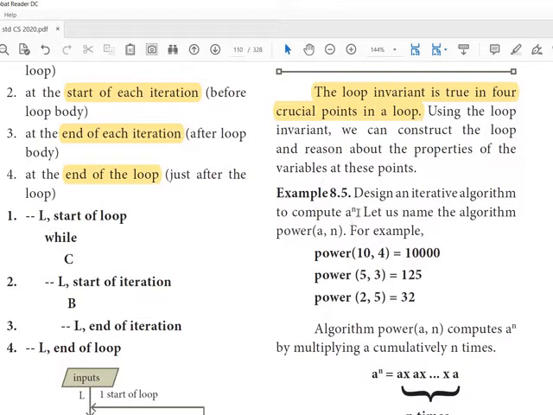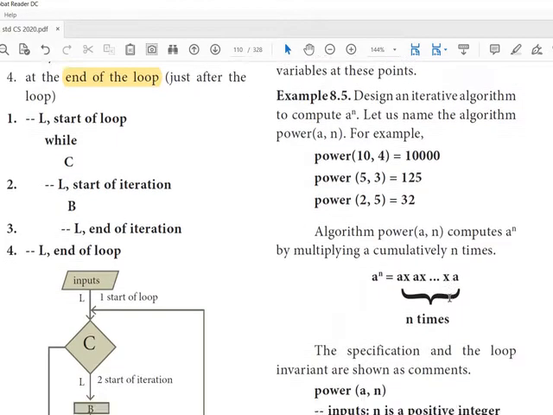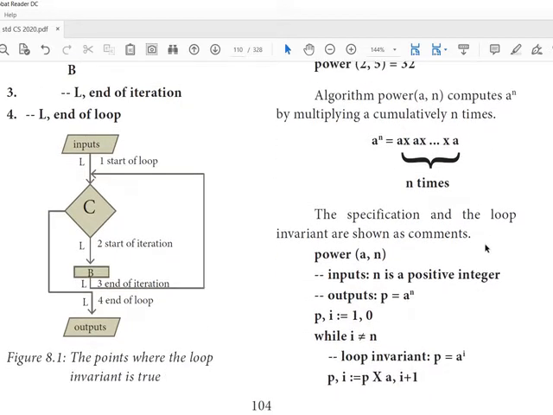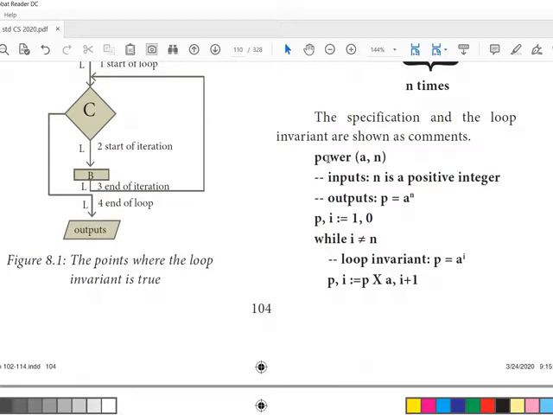Here, a to the power n, okay? So 10 to the power 4, 5 to the power 3, 2 to the power 5. Here, a to the power n means a multiplied n times. So this is a specification of the algorithm. The algorithm name is power of a comma n. Input n is a positive integer. Then the expected output is a to the power n.